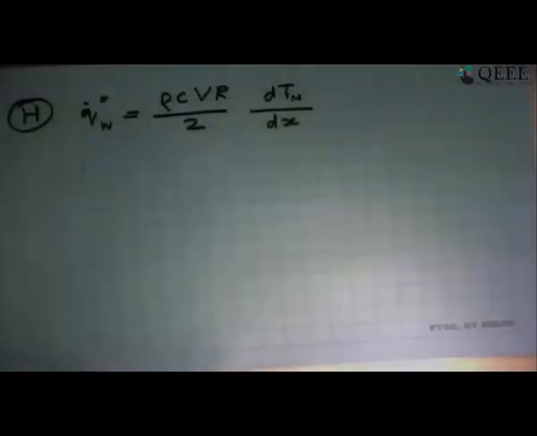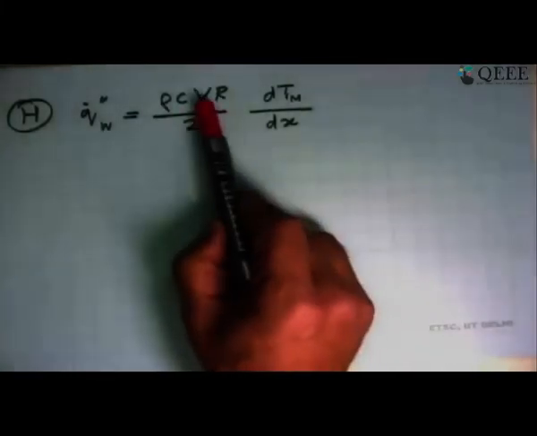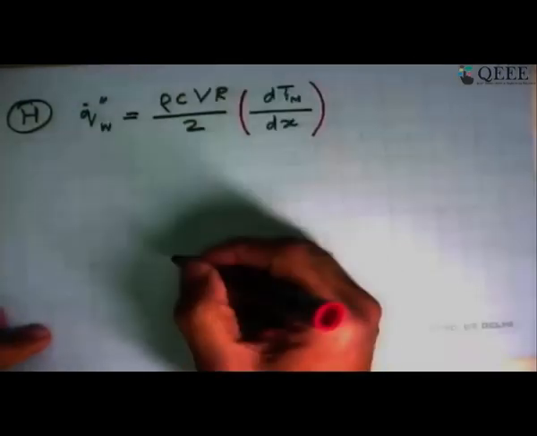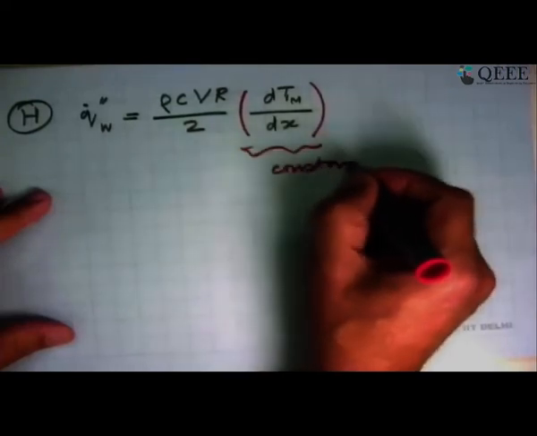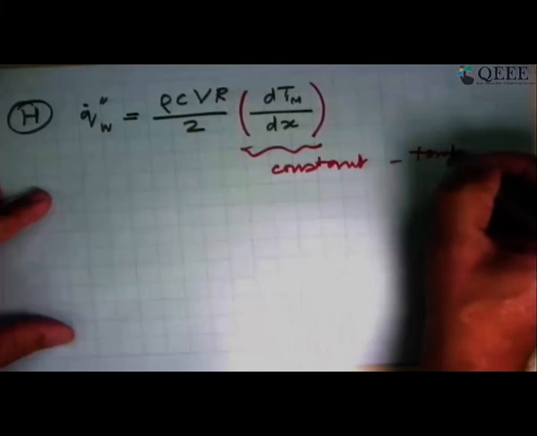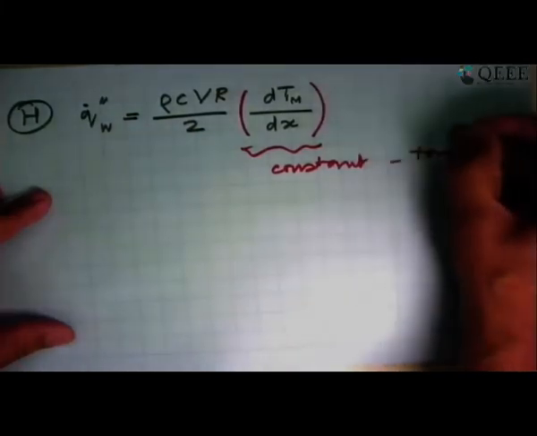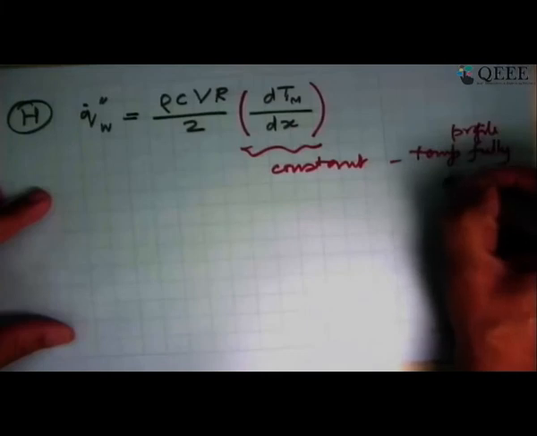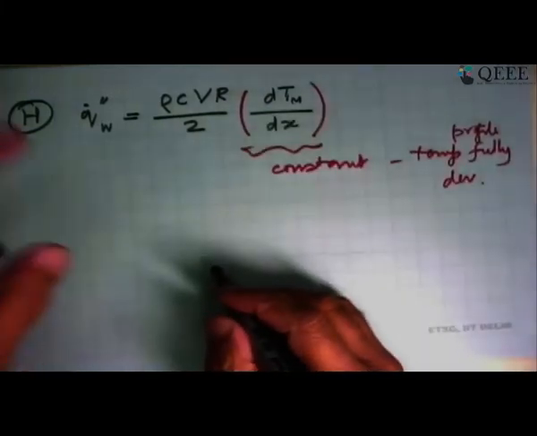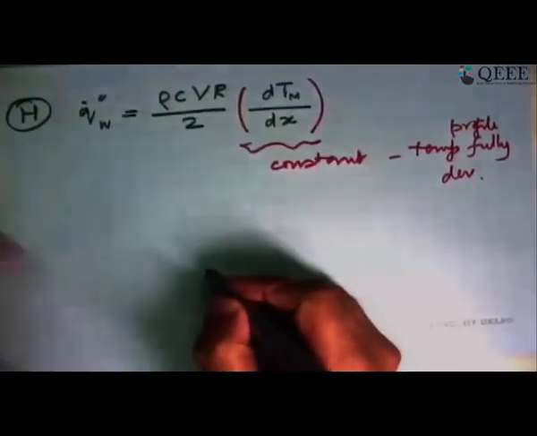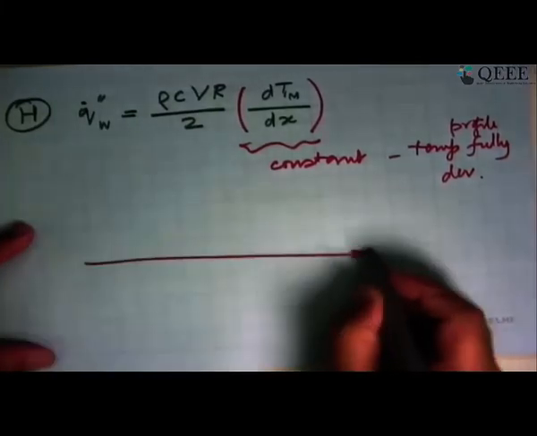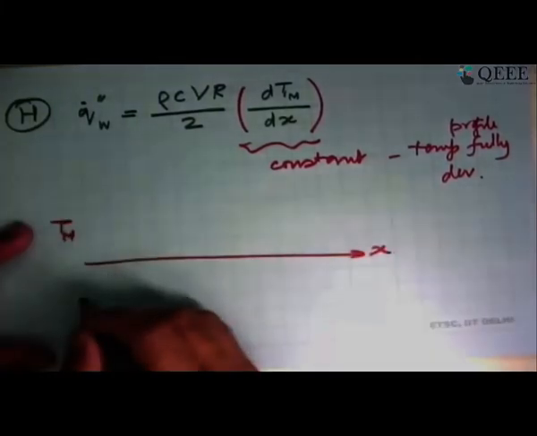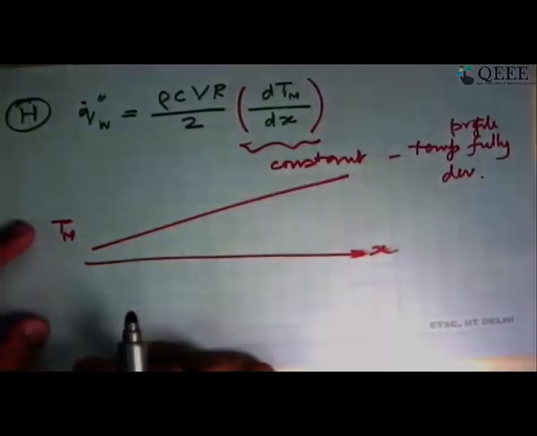The q dot double prime at the wall is rho C V R, V is the mean velocity, by 2 into the gradient of the mean temperature with x. In the fully developed case, this is going to be constant. Temperature profile is fully developed. What it tells us in the constant heat flux case is that dTm by dx is constant. That means if you are electrically heating it, and this is x, length of the plate, and this side we put Tm, it is increasing all the time.